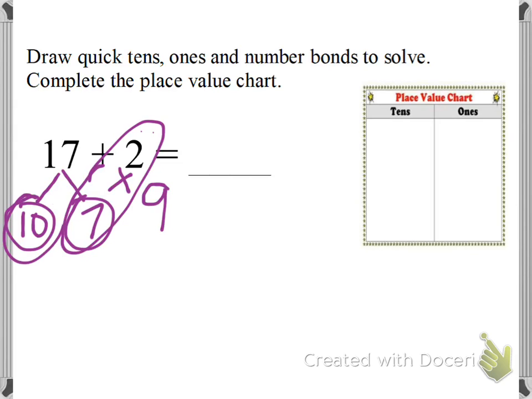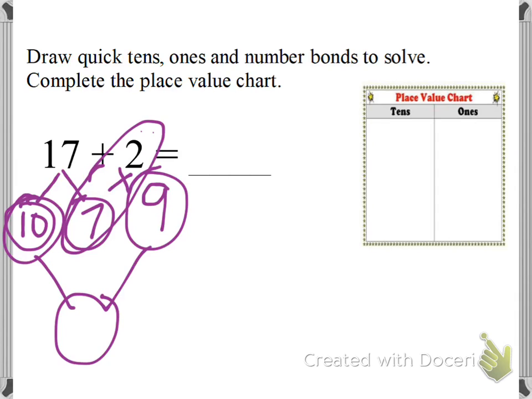Now I'm going to add my 10s and my 1s together. 10 plus 9. Up, say it the 10 way. 10, 9. Up, I know 10, 9 is 19. So I know my answer is 19. But let's double check with drawing a picture.